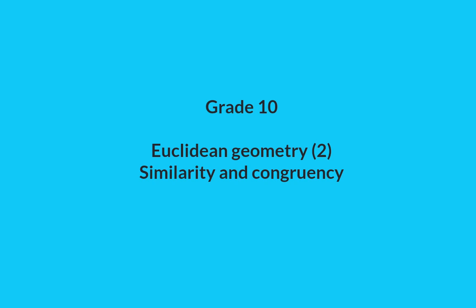In this video, we're revising similarity and congruency. In grade 9, you also started comparing triangles, and we focused on triangles that are similar and triangles that are congruent. For similarity, we use the symbol of 3 vertical lines, and for congruency, we use 3 horizontal lines.